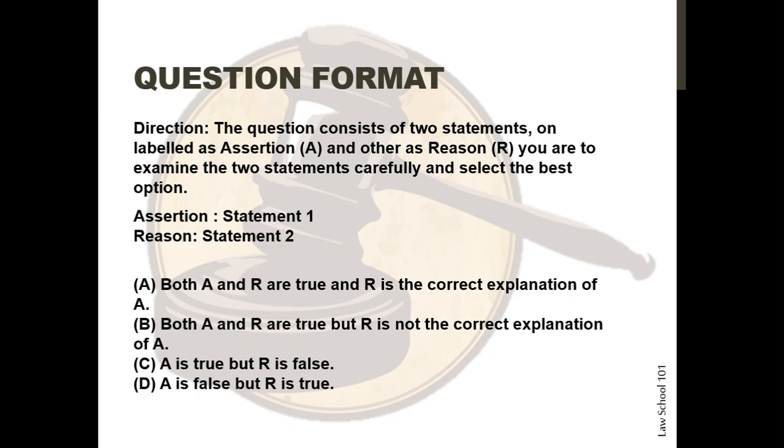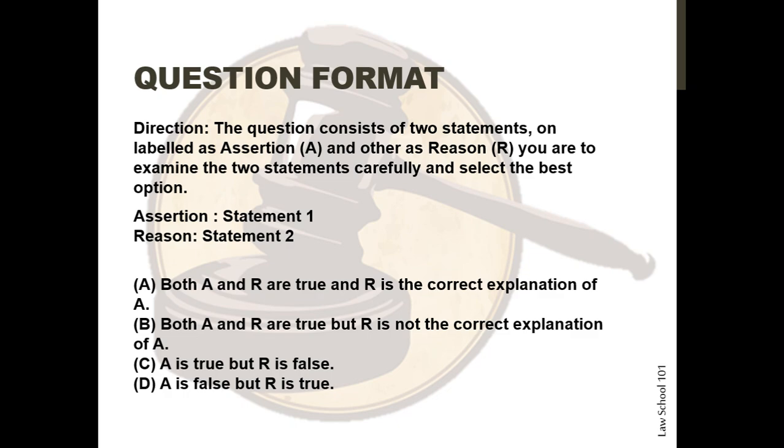Both A and R are true and R is the correct explanation of A. Both A and R are true but R is not the correct explanation of A. A is true but R is false. A is false but R is true. There can also be another option which many other competitive exams ask, that is, both A and R are false.